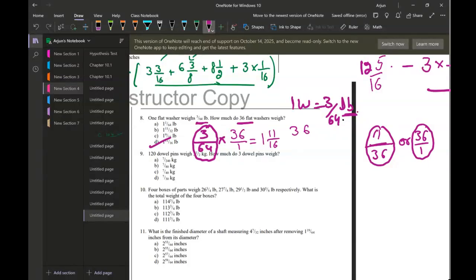All right, let's look into the next question, which I will try to do with this shortcut technique. 120 dowel pins weigh this much in kg, and how much will 3 dowel pins weigh? So for 3 pins, I'm trying to find it out. So I'll write 3 multiplied by, what shall I multiply? Well, pins are given to me.